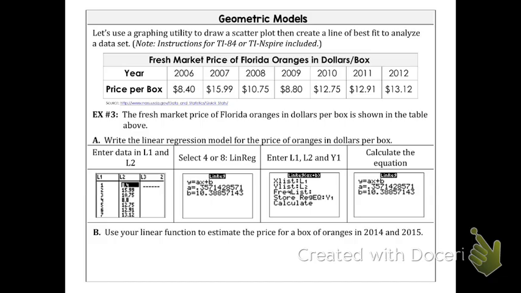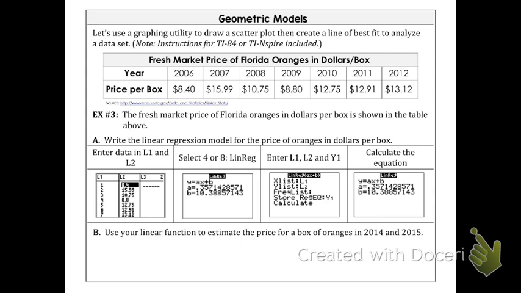And we use the 84s, but it also walks you through it here on 3. So let's go ahead and put this data into our calculator. Okay, so we're putting the data in our calculator now. Let's actually go ahead and read through this. It says, let's use a graphing utility to draw a scatter plot, then create a line of best fit to analyze a data set. So I already told you your instructions are included at the end of your notes there.